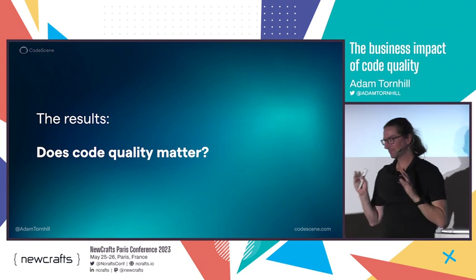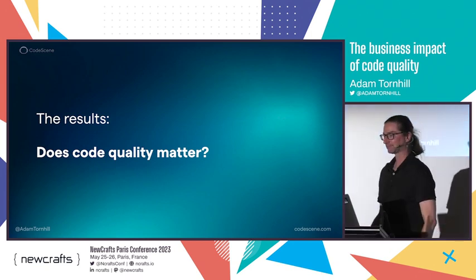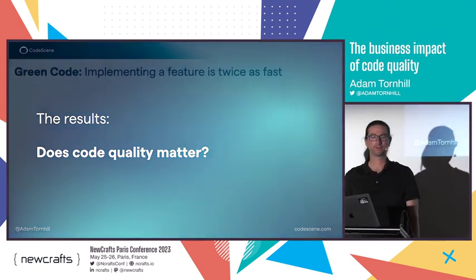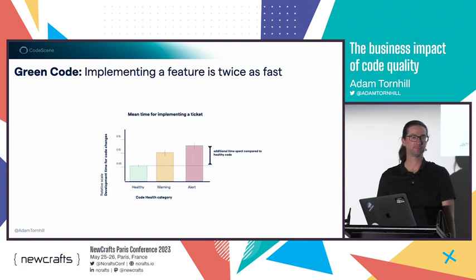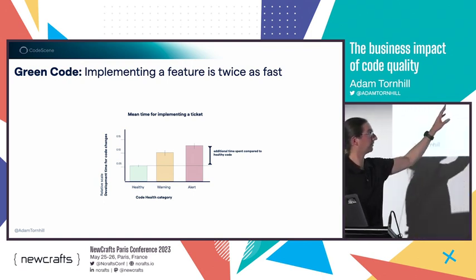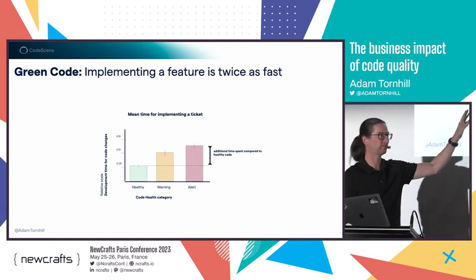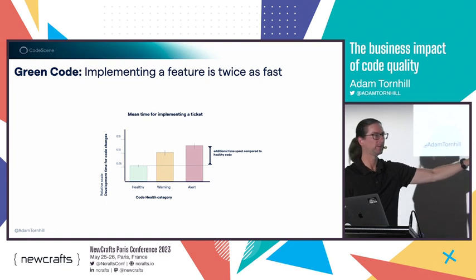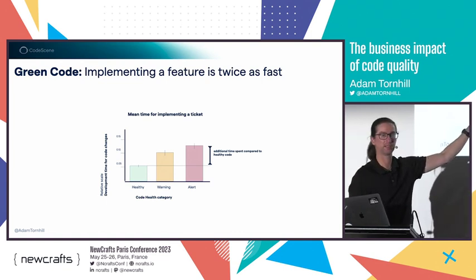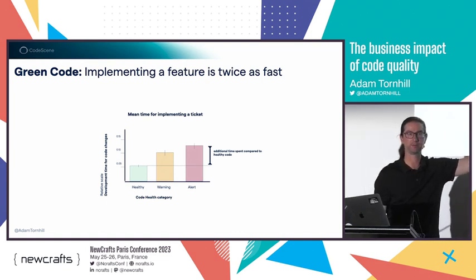So let's look at the actual findings. The first thing that we found was pretty interesting. We found out that implementing a task, fixing a bug, doing a new feature, whatever, is more than twice as quick in green code as compared to red code on average.